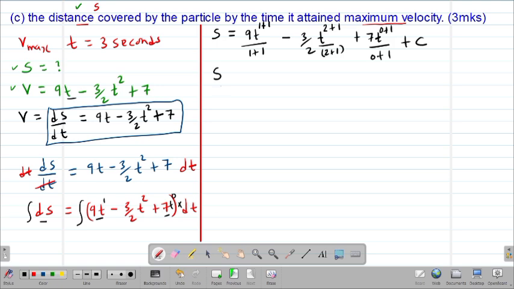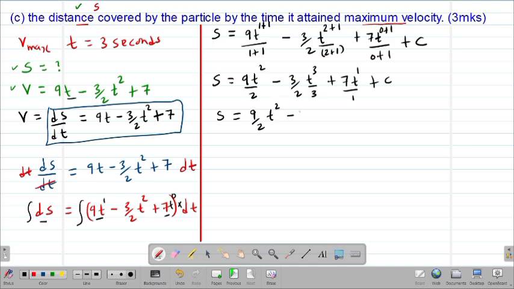Therefore, s is equal to 9t to the power of 2 divided by 2, then minus 3/2 t to the power of 3 divided by 3, then plus 7t to the power of 0 plus 1, I'll get 1, divided by 1, plus c. So clearly s will be equal to 9/2 t squared, then minus 3 and 3 will cancel out, so we'll have 1/2 t to the power of 3, then plus 7t plus our constant of integration.